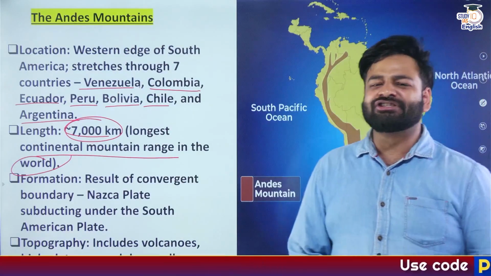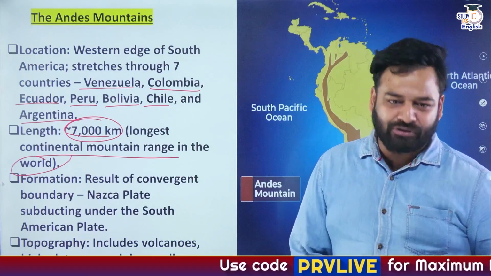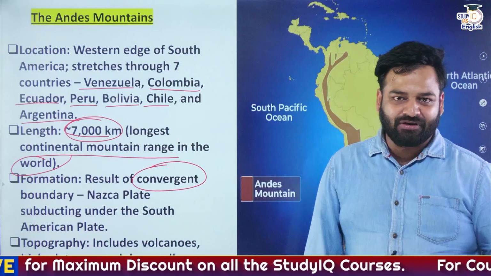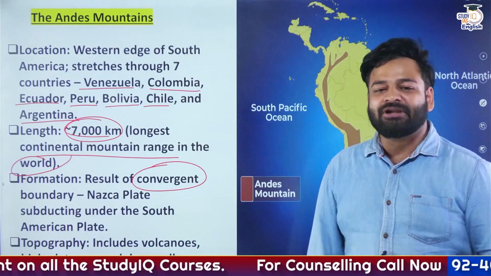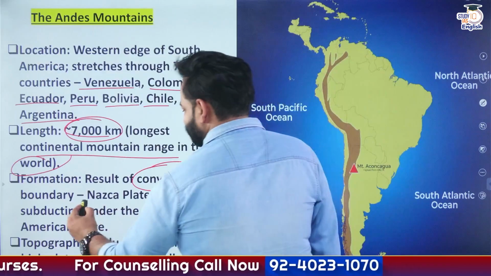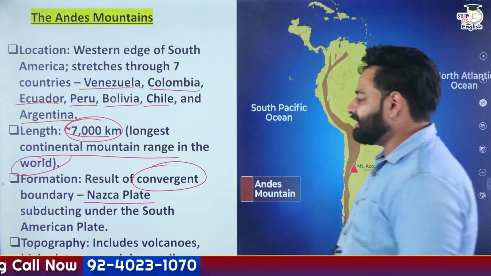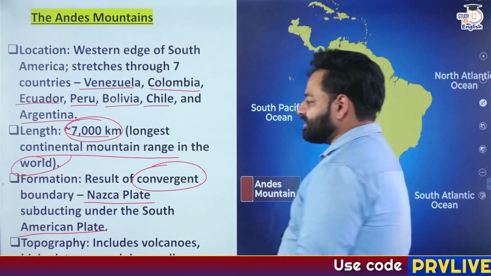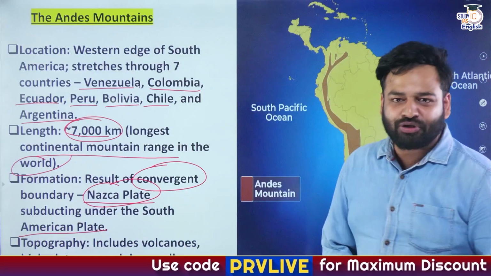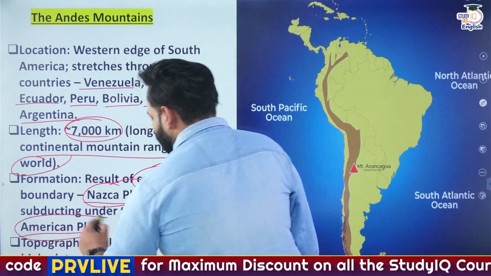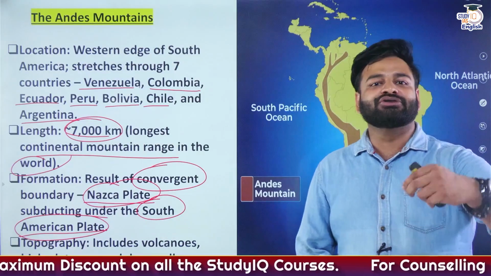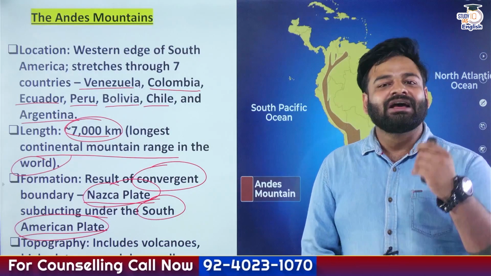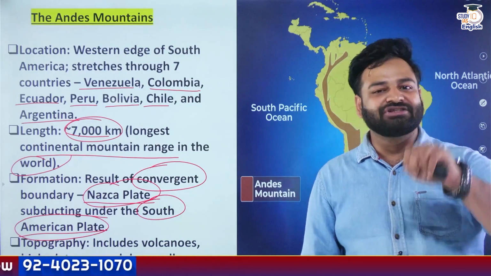And how are they formed? Obviously, you know very well that a mountain can be formed through the convergence of 2 different plates. Here we have 2 different plates that converged. Firstly, the Nazca plate, which got subducted under the South American plate. So it is the result of the convergent boundary of the Nazca plate, which got subducted under the South American plate. That makes the 7,000 kilometer continental mountain, the longest. So the Nazca plate and the South American plate are the 2 things you need to remember.